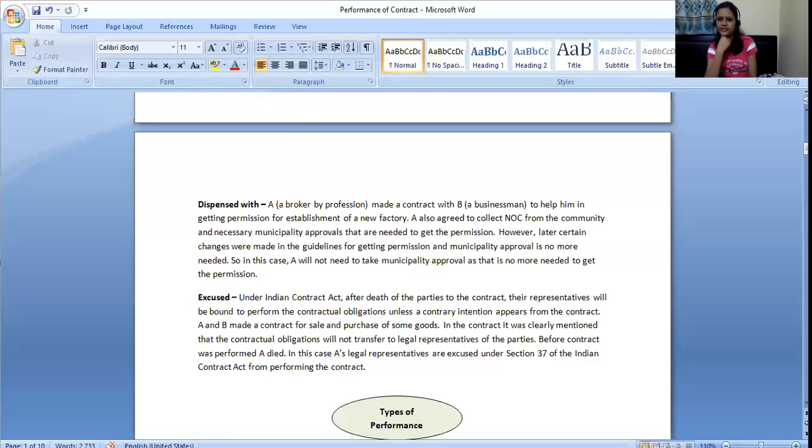Neha, Vijay, is it clear? Yes, ma'am. Okay. Surya, is it clear? Yes, ma'am.